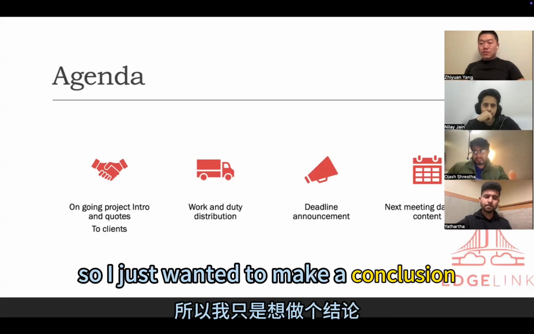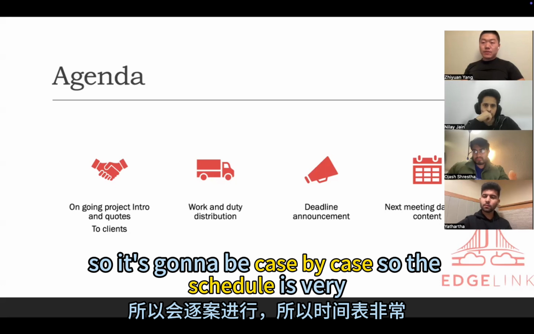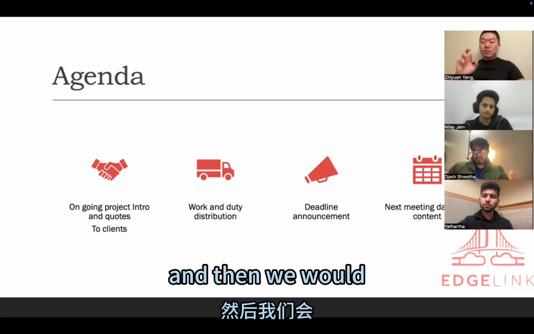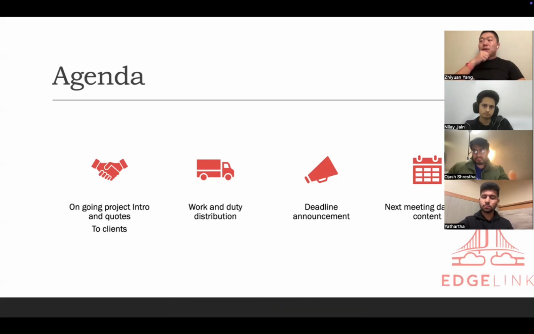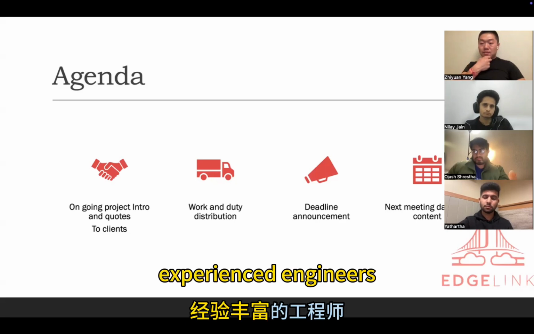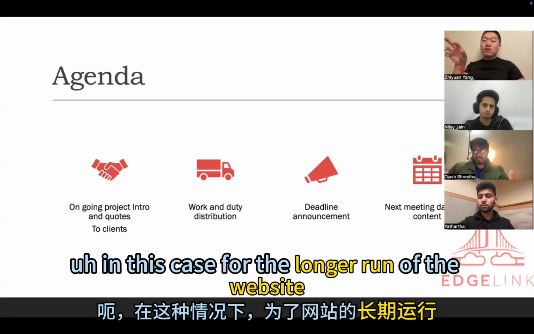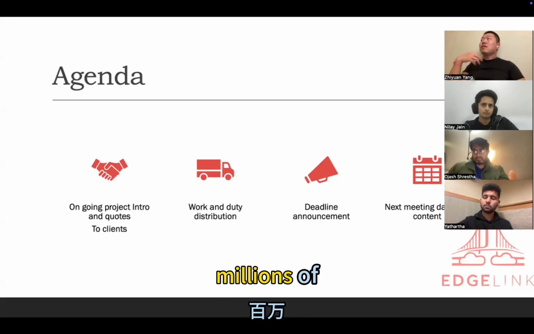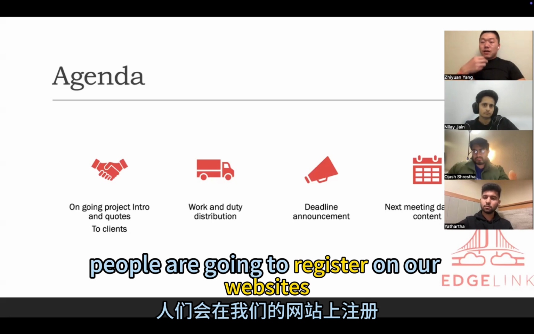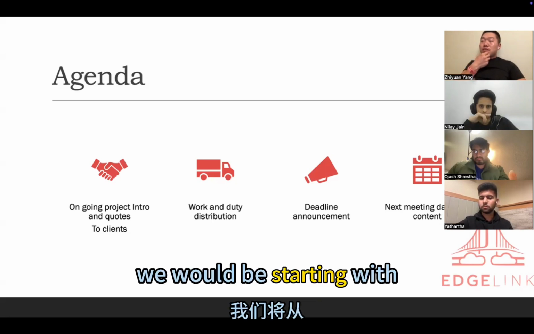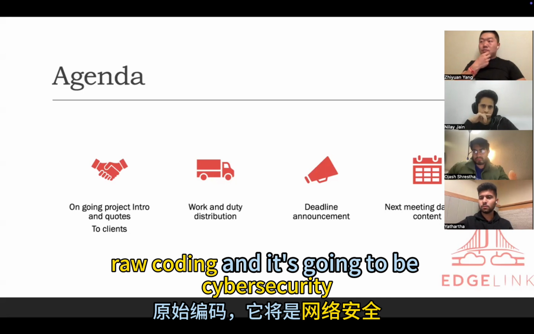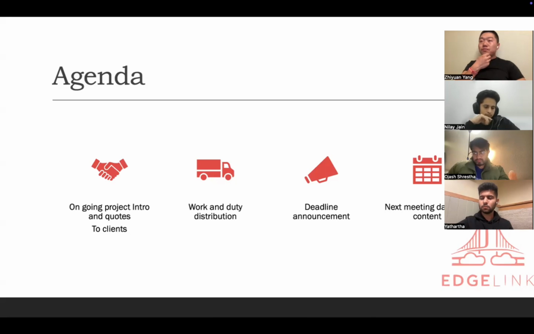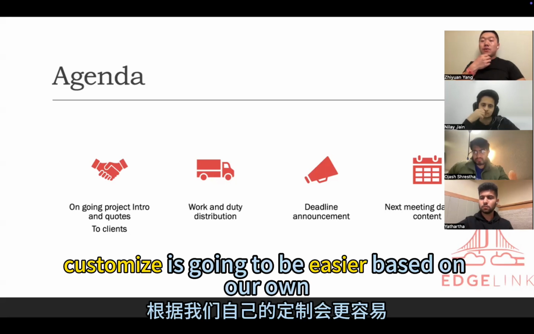So I just wanted to make a conclusion. It's going to be case by case. If the schedule is very tight and we don't have many people in the team, then we would prefer to choose WordPress. But since we have a lot of experienced engineers, and for the longer run of the website, and since it's going to be freelancing, with millions of people registering on our website, we would be starting with raw coding. There is a cybersecurity concern, but customizing features is also going to be easier based on our own thoughts.